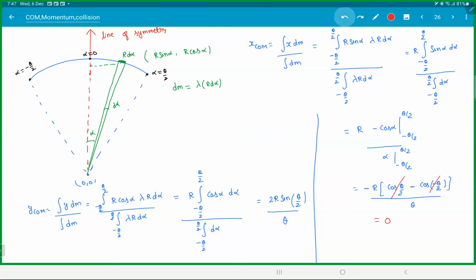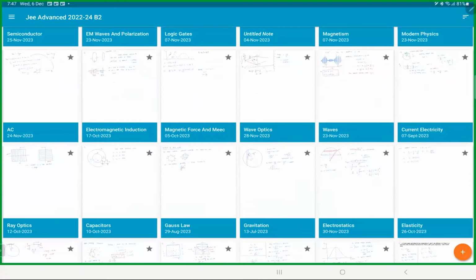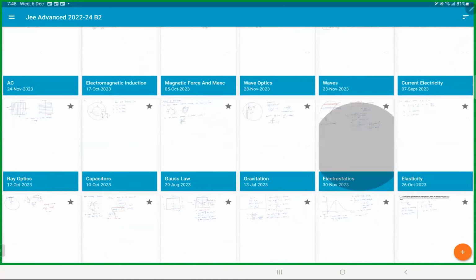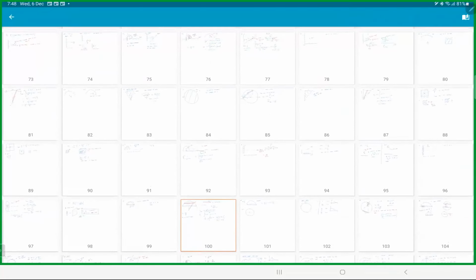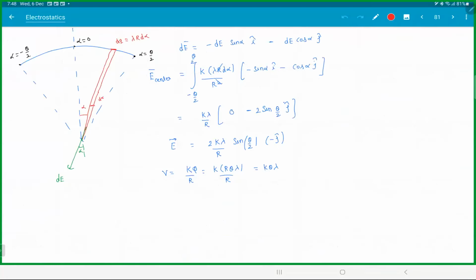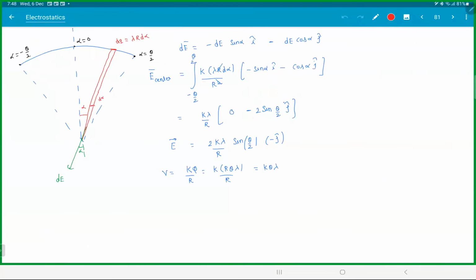You did a good job. Integration will be done after that. So whenever you see this arc, you should know, okay, I just have to do this. Meaning, it just won't stop here. This will keep popping up everywhere. Look, the same question will come. We will see this in electrostatics. There is an arc there, and the question is find the electric field and potential at the center.